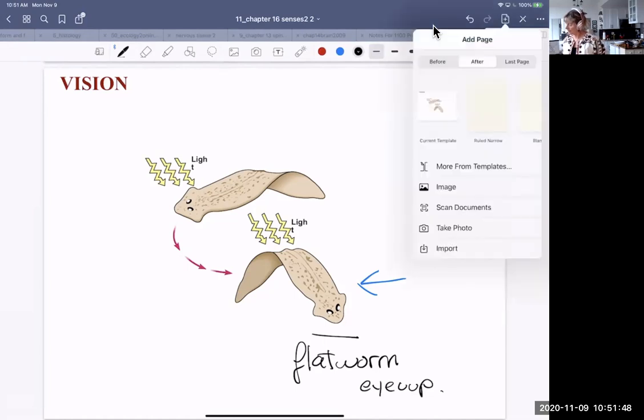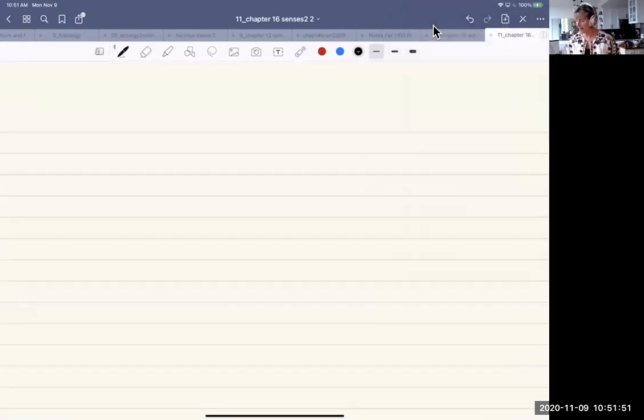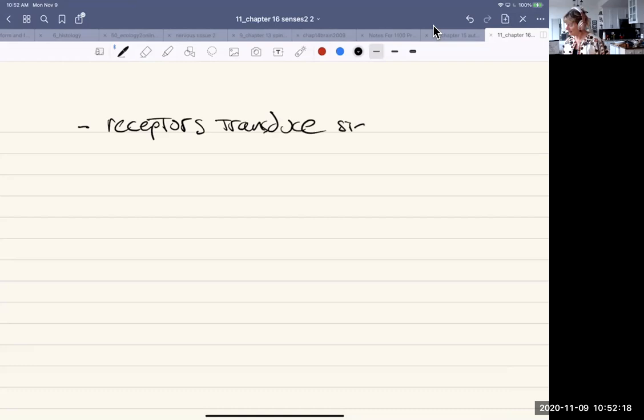So let me write a few notes about how the eye has evolved. So what do you need? What kind of receptors in particular do you need to interpret light? So the receptors, if you recall, transduce signals. In this case, the signal of light to an electrical signal, an electrical chemical signal.